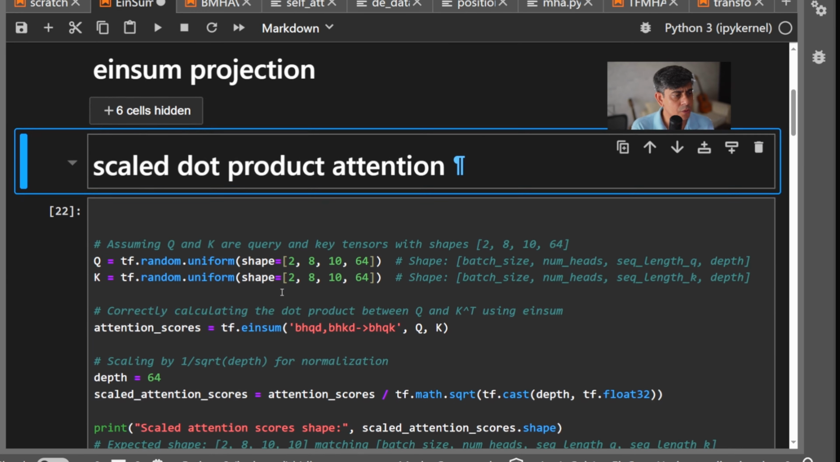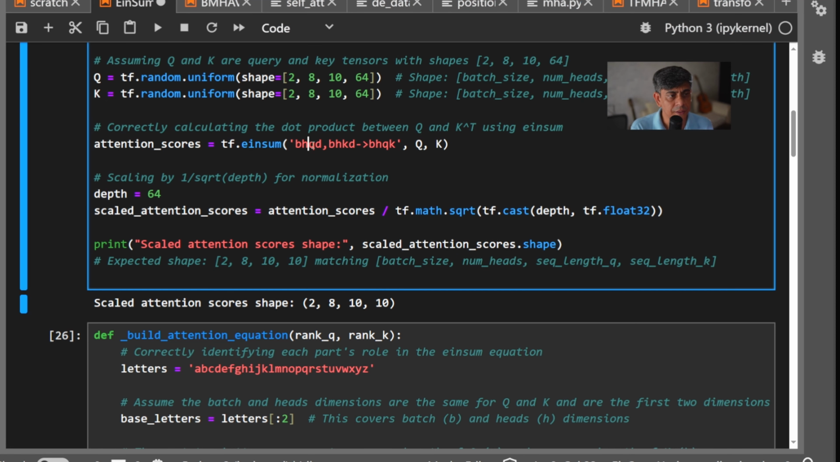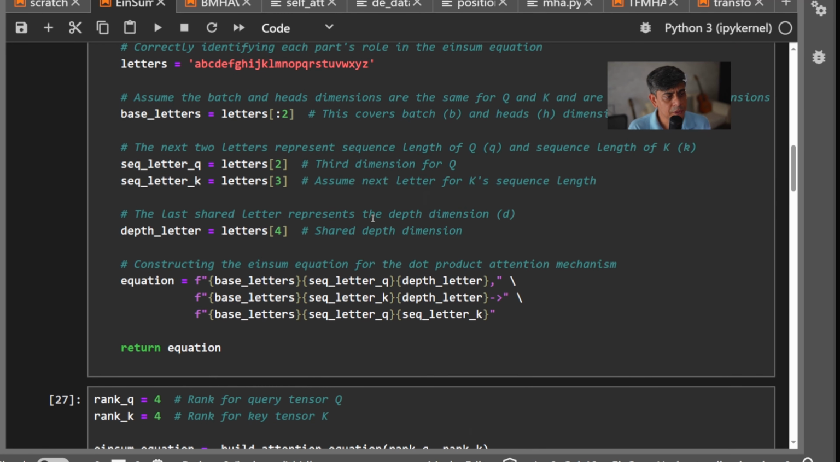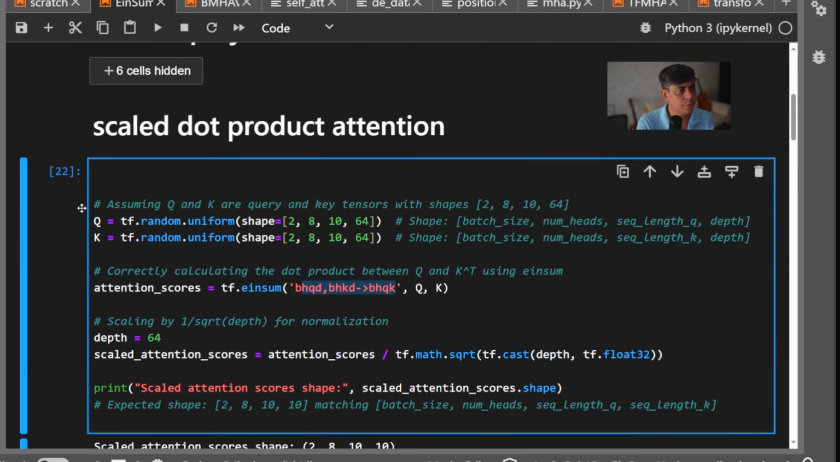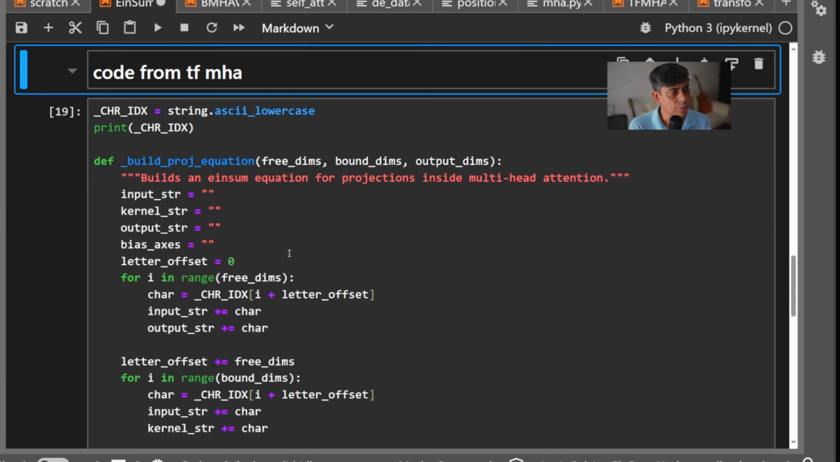Similarly, the scaled dot product will have this dot product notation. The equation here is like this, that we want this to happen, where what cancels out? The D, the last dimension, cancels out. We want to maintain the BHQ and the BHK. So we want BHQ and K, but the D cancels out. So if you are able to build this equation using a similar formula which you have developed, then we are done. The actual formula which they have done, even for the projection, what we had learned in depth, the code will be building this.